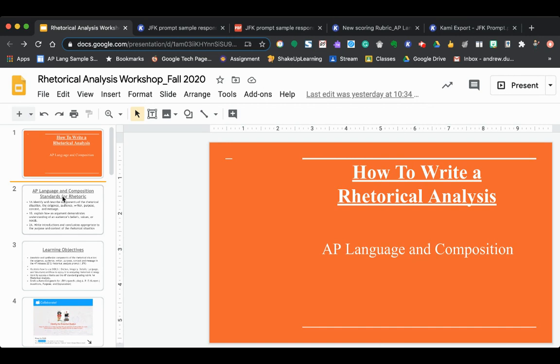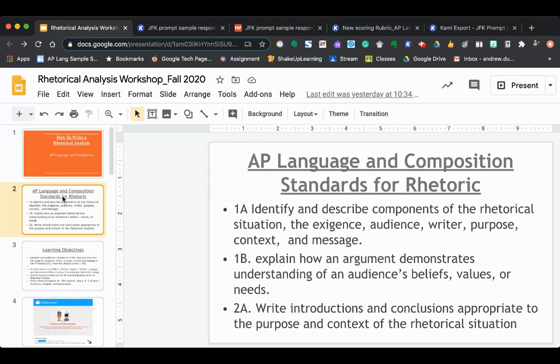So first, I want to go over the skills that I'm going to be working on with you this week. The first is to identify and describe components of the rhetorical situation. That's our major topic for the week: the exigence, audience, writer, purpose, context, and message. Next, we're going to explain how an argument demonstrates understanding of an audience's beliefs, values, or needs. And then we're going to start the writing process of writing introductions and conclusions appropriate to the purpose and context of the rhetorical situation. Okay.